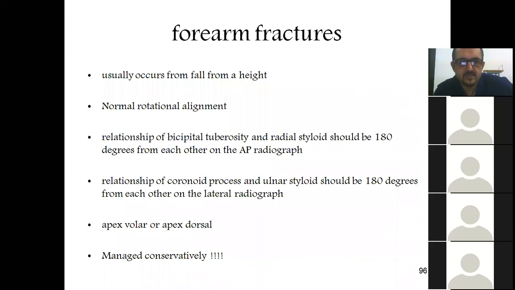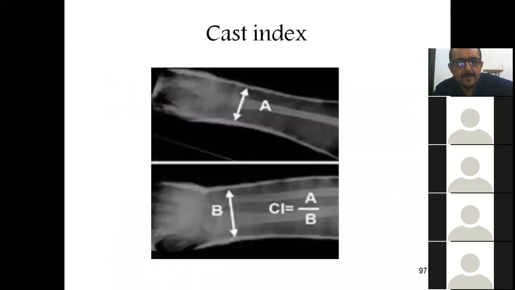So regarding forearm fractures, they usually occur from a fall from height. Most of them are managed conservatively and described as apex volar or apex dorsal. What is the cast index? Who will tell me? So cast index is basically, in both AP and lateral views, the distance between the two cast walls. Okay. What does it tell? How much should the cast index be? What is the optimal cast index?